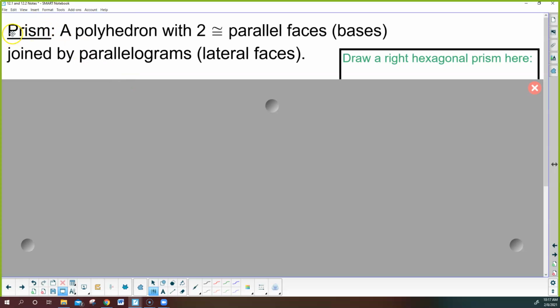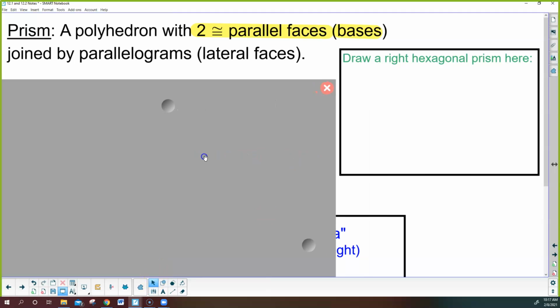If you want to write this down, you can, but officially, what is a prism? We talked about it, but we didn't define it yet. So a prism is a polyhedron, so it's a solid with two congruent parallel faces. We call those bases. So it has two bases. Remember, base does not mean bottom. Joined by parallelograms, which are lateral faces. So our parallelograms are the sides that make up this solid, and we're going to look at drawing them here in a second.